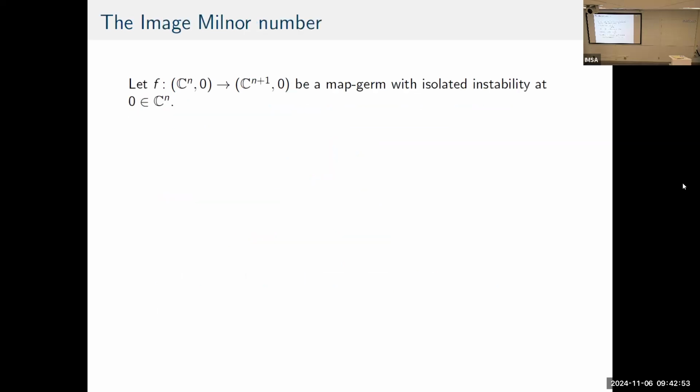So now I am interested in mappings from Cn to Cn+1, and we have the equivalent of the Milnor number in this setting, which is called the image Milnor number. And now, instead of considering isolated singularity, the equivalent thing in this setting is called isolated instability. Okay?